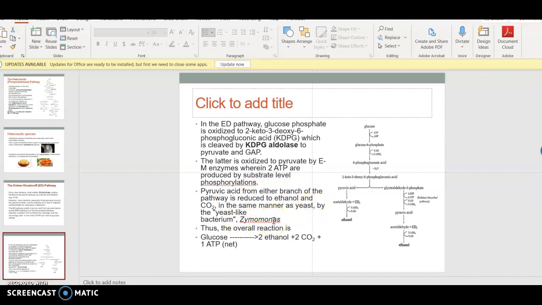So usually this bacterium is used in alcoholic fermentation, for example, in alcoholic beverage production. Okay, the reaction is glucose will produce 2 ethanol plus 2 CO2. Oh, actually it just produces 1 ATP. Okay, so probably the ATP is produced here instead of here. So only this pathway produces ATP as compared to the EMP pathway, which will produce ATP at both sides of the reaction.